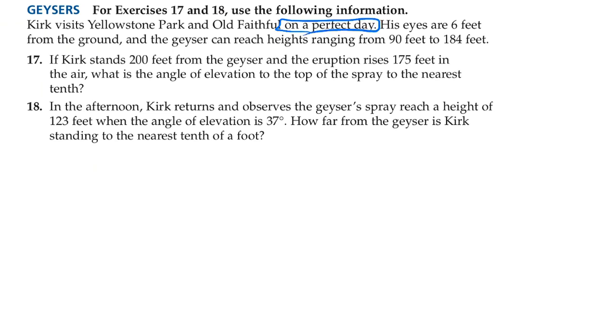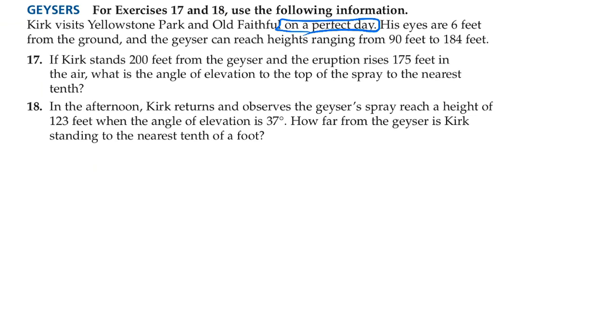His eyes are 6 feet from the ground. Okay. He's a pretty tall guy, like 6'2", 6'3". And a geyser can reach heights in a range of around 90 to 184 feet. That's pretty tall. What's the top of a geyser, though? It just fades away in a gradient. How do you say the top? What does that even mean? The water particles are just going to keep floating upwards.